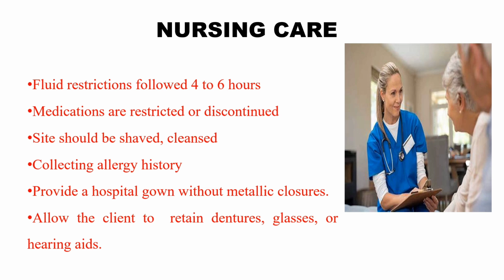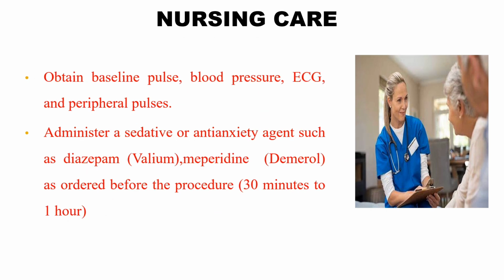Ask the client about any history of allergy, like iodine-based contrast agents. Next, provide hospital gowns without metallic closures. And after that, allow the client to retain dentures, glasses and hearing aids, as they do not interfere with the study. Obtain the baseline pulse, blood pressure, ECG and peripheral pulses, and mark the sites of peripheral pulses for comparison after the study. After that, administer a sedative or anti-anxiety agent such as diazepam, another name is Valium, or both types of medications, and analgesics such as meperidine, other name is Demerol. These medications are ordered before the procedure, 30 minutes to 1 hour before, and we have to give them.